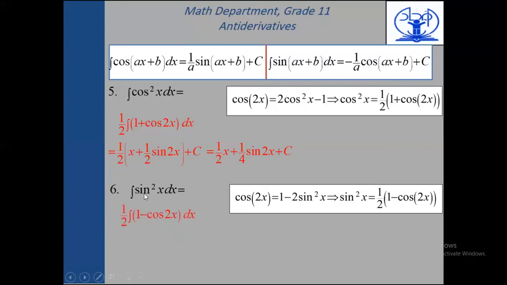So replace sine squared x by half into 1 minus cosine 2x. Now I can integrate this part. It's half into x minus 1 over 2 sine 2x. Okay. And this will be the final answer, half x minus 1 over 4 sine 2x plus c.